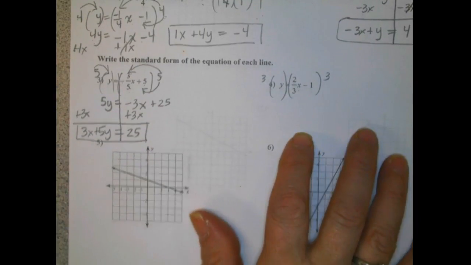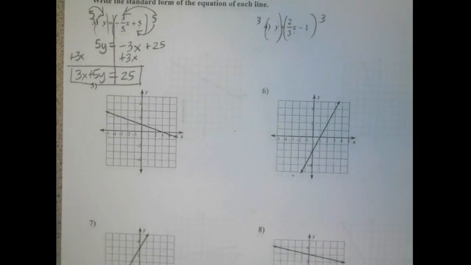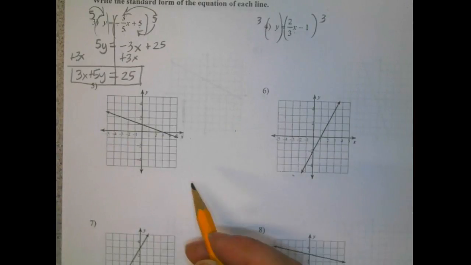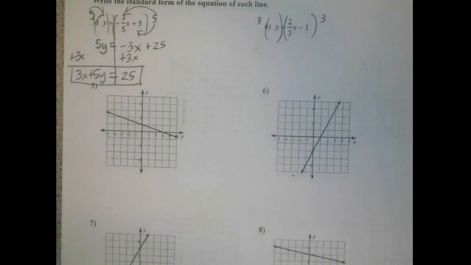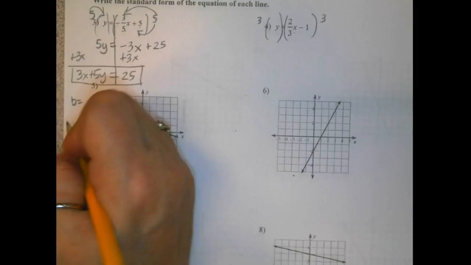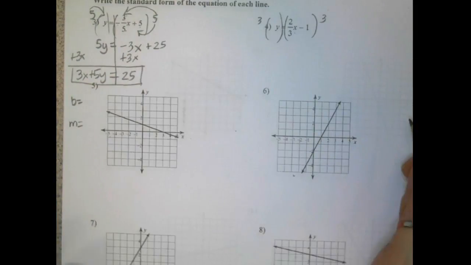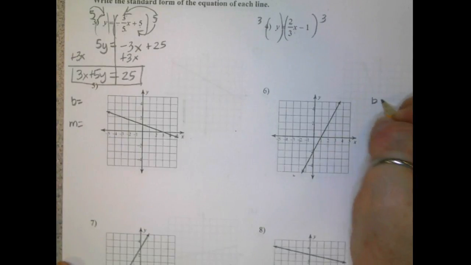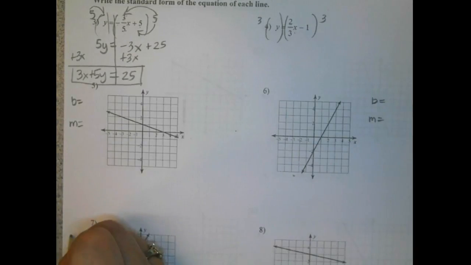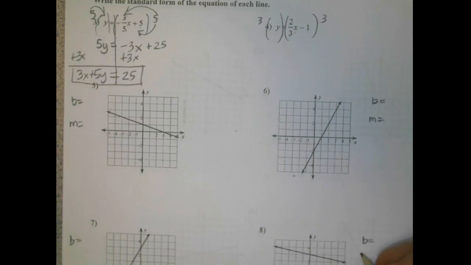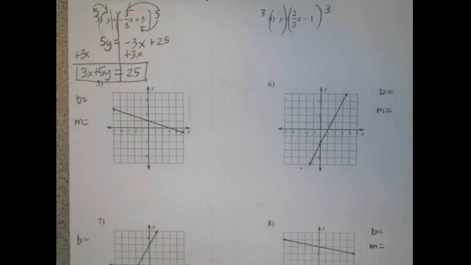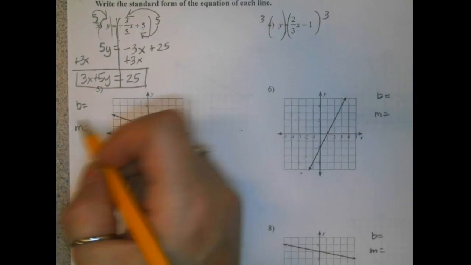Go ahead and finish up number 4, but we're going to look at number 5 and 6 right now. Okay? We're going to look at number 5 and 6. Okay? And I asked you guys, Matthew, please. I asked you guys to write this down. And I haven't seen a lot of you doing it. I want you to write B equals, M equals for all of them. I want you to write them out. Okay? So we're going to find our B's first.